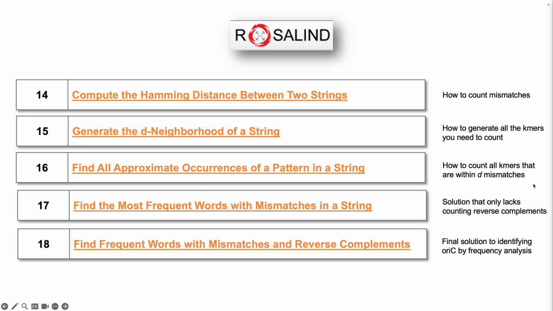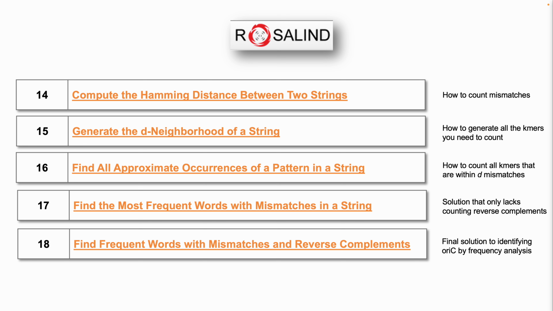So the last 5 problems here lead you to how do you do that? How do you count the mismatches? How do you generate then all the k-mers you're going to need to count? Okay, if you're going to allow mismatches, that number of k-mers that you need to look at gets really big.